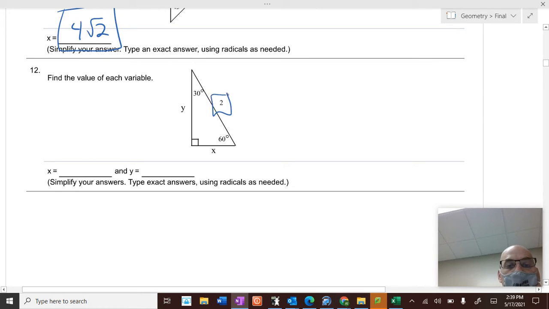2. Where does 2 go? Well, 2 is the hypotenuse of a 30, 60, 90. So you divide by 2 to get to the short side, which is 1. And then you multiply it by the square root of 3 to get 1 square root of 3. Okay? So x is 1, y is square root of 3.